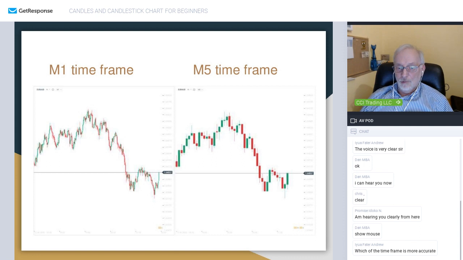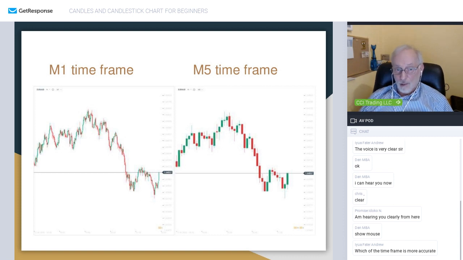If you see that after 5 minutes you see such a huge candle, it's very bearish. So you can say, okay, the sellers are stronger. The sellers are much stronger than the buyers. Okay, there's a big possibility that the market would start falling.